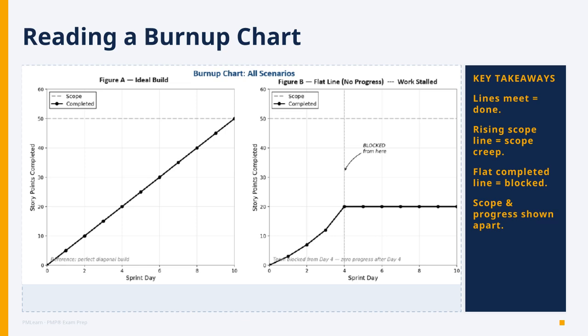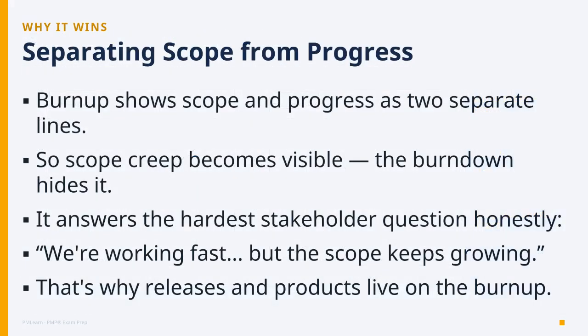And for the exam, remember why Burnup wins. It shows scope and progress as two separate lines. So when scope creeps up, you can see it. The Burndown simply can't. Let me make the case plainly. Not just that Burnup looks nicer, but that it tells the truth about scope. Two lines means you can point at the screen and say, look, the team is delivering fast, but the scope line keeps stepping up. That's a conversation the Burndown can't give you.